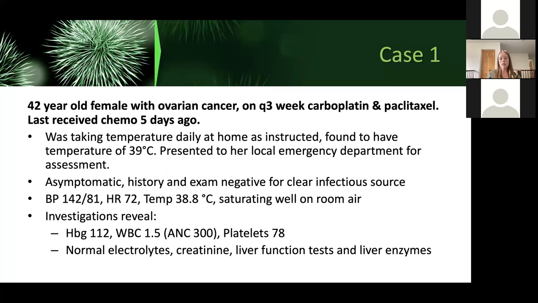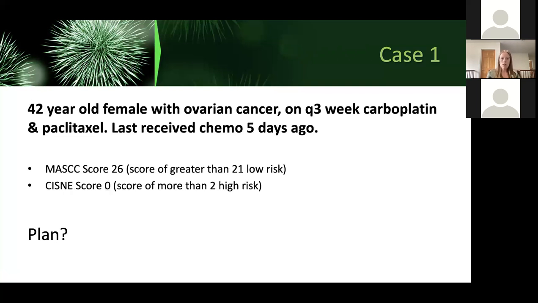And her investigations revealed a severe neutropenia with an ANC count of 0.3, or 300. The rest of her blood work was not particularly remarkable and in keeping with someone who had recent chemotherapy. So if you put her factors into the two scoring tools that I reviewed, her MASCC score is greater than 21. It was actually 26. And she didn't have any of the scoring features on the CISNE score, so 0. So she meets the criteria on both of the scoring tools to be low risk for severe complications of neutropenia and is likely appropriate to be managed as an outpatient.